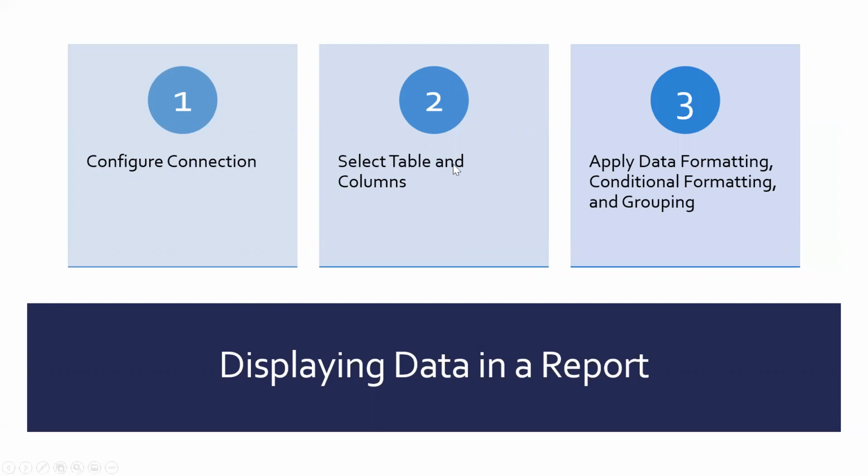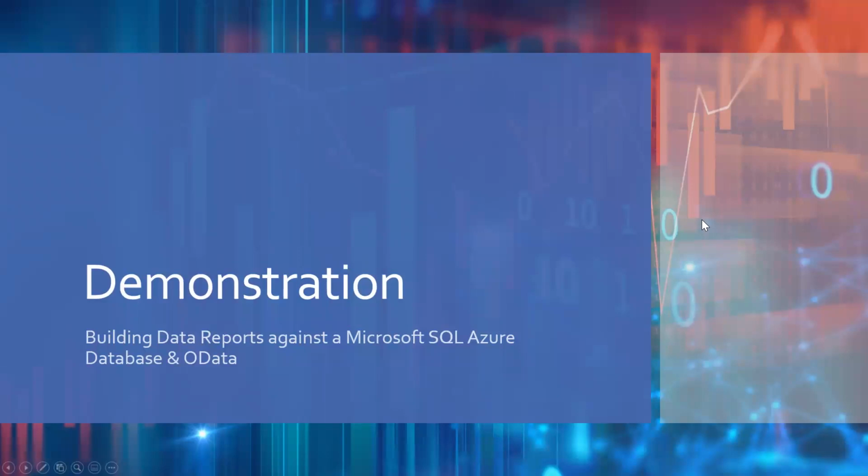You'll then select the tables and the columns that you want to present inside the web part, and then you can go through and apply any data formatting and conditional formatting and grouping and that type of thing. You can even create calculated columns and that type of idea to get the values that you want.